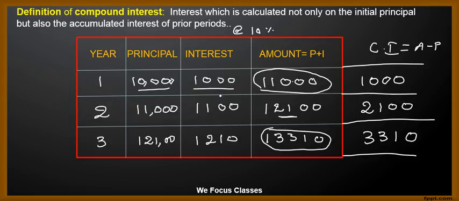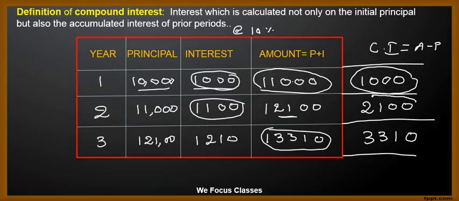If you see, this is first year interest. This is also first year interest. This is interest for the second year. This is interest for 2 years. It is nothing but first year interest plus second year interest. This is third year interest. This is interest for 3 years. Okay.